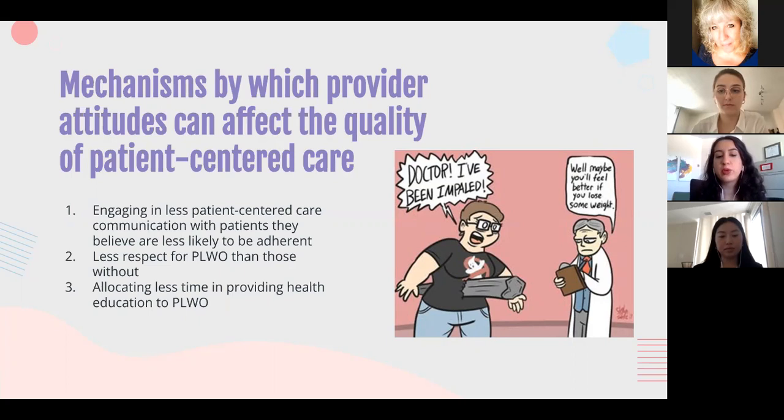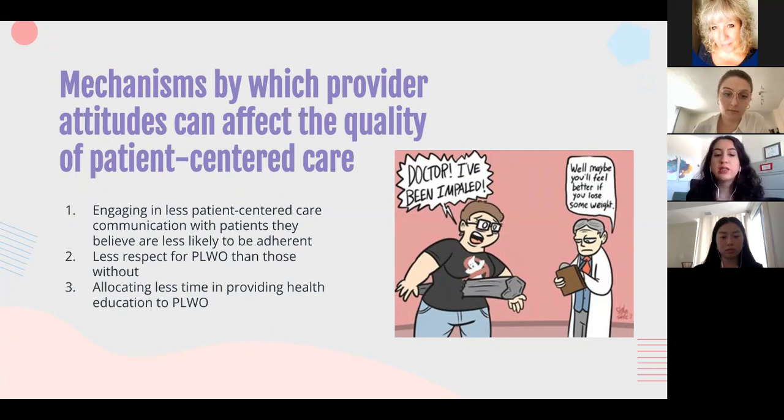The mechanisms by which provider attitudes can affect the quality of patient-centered care are engaging in less patient-centered care communication with patients they believe are less likely to be adherent, less respect for people living with obesity than those without, and even going as far as allocating less time in providing health education to people living with obesity because, oh, what's the point? They're not even going to do it.